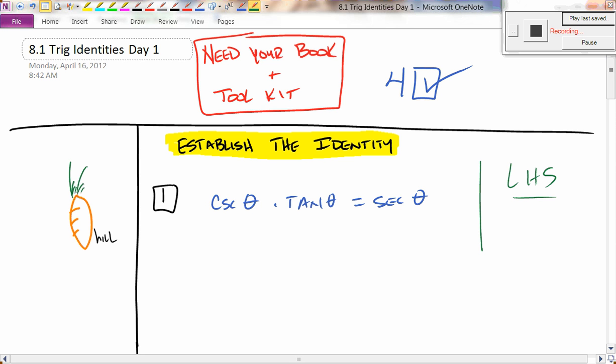Okay, on the left-hand side, we have cosecant of theta, and we have multiplying that by tangent of theta. Look at your toolbox right now, and look at what options are available to you for cosecant. Daniel, give me one of them. Give me another one. Look in the first box. Basic identities, cosecant, what is it? 1 over sine. Okay, we have 1 over sine.